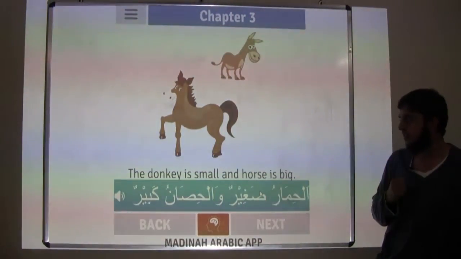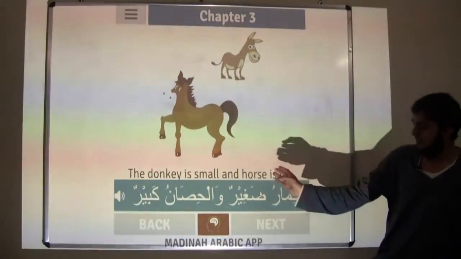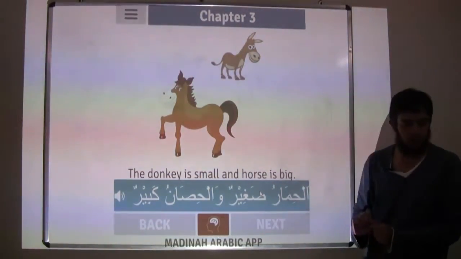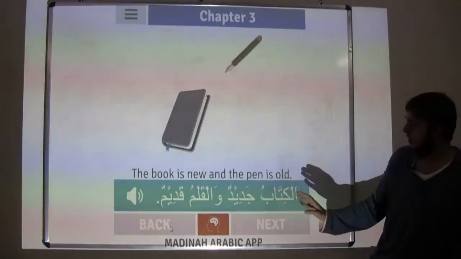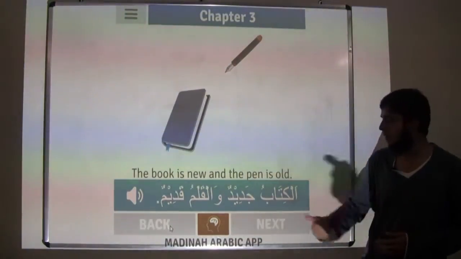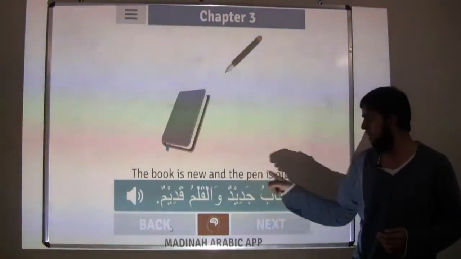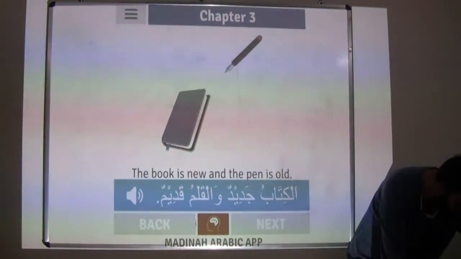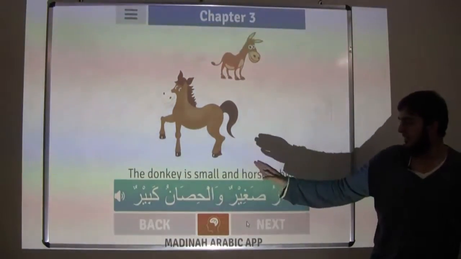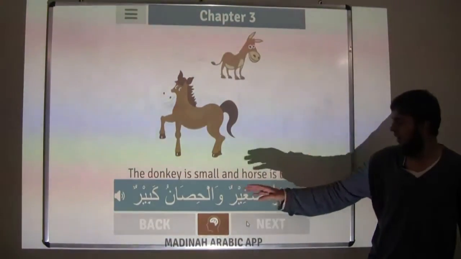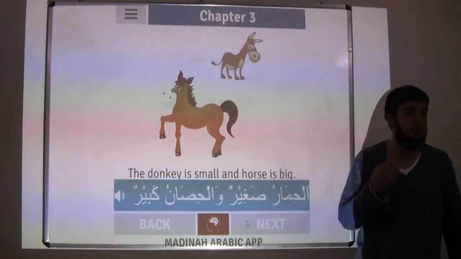الحمار صغير والحصان كبير. Okay, so again, this is another compound sentence composed of two different sentences. Another thing that you realize in these two sentences is that here we learn two opposites as well, Jadid and Qadim. Jadid means new, Qadim means old. So here again, Al-Himaru Saghirun, the donkey is small, Wal Hisanu Kabirun, the horse is big. So Saghir and Kabir are opposites.